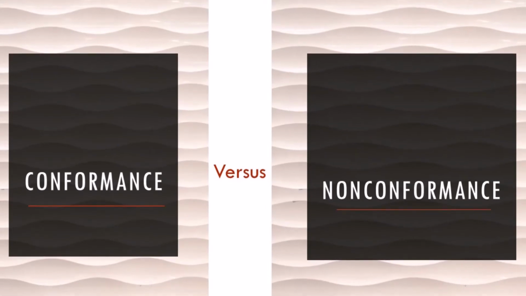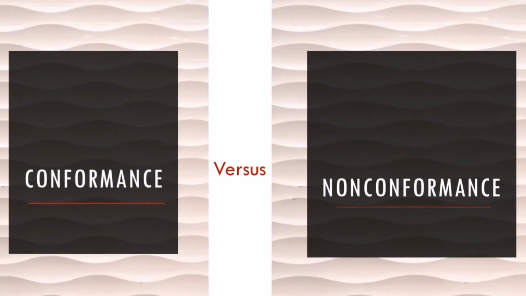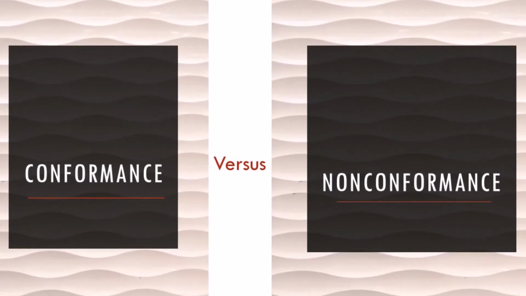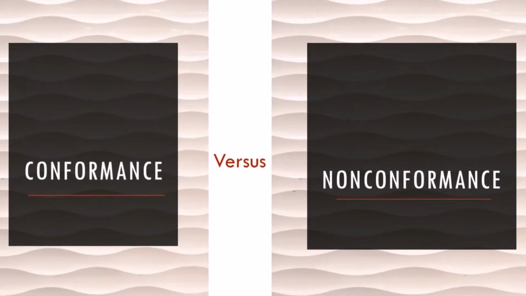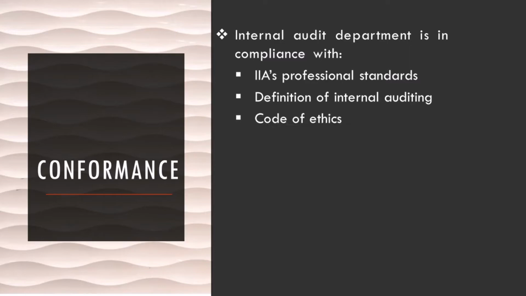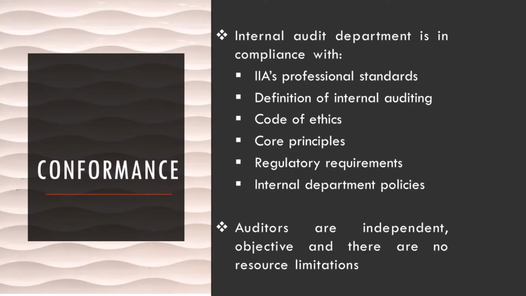Conformance versus nonconformance. Whether an internal or external quality assessment is performed, there are two possible outcomes: conformance or nonconformance. Think of conformance as the internal audit department being in compliance with the IIA's professional standards, the definition of internal auditing, the code of ethics, core principles, regulatory requirements, and internal department policies. Conformance also means that auditors are independent, objective, and there are no resource limitations.